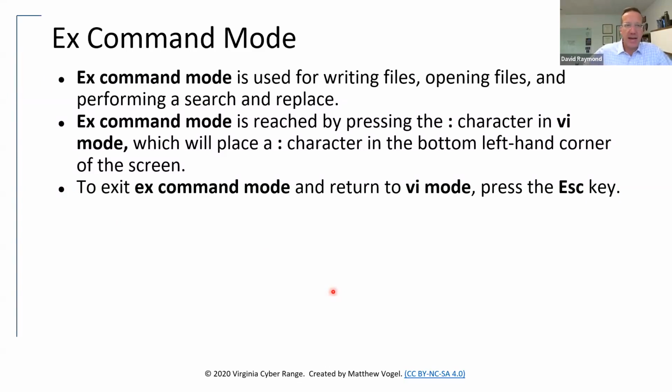Okay, then there's the X command mode. That's used for writing files, opening files, and searching and replacing, right? So X command mode is reached by pressing the colon character in VI mode. So again, I always start in VI mode. So first thing I might do is press escape, make sure I'm in VI mode. And I press the colon character, and that colon character is going to show up in the lower left-hand corner of the screen. And then I can use different commands to save and open files, exit VI, etc. The way I leave X command mode and return to VI mode is I use the escape key.